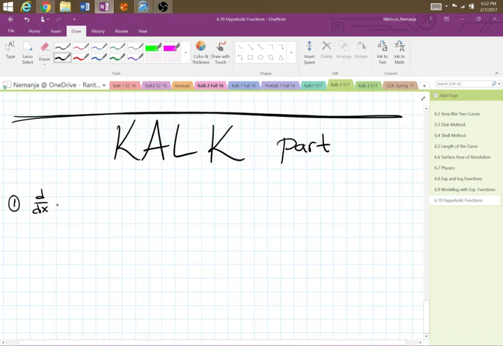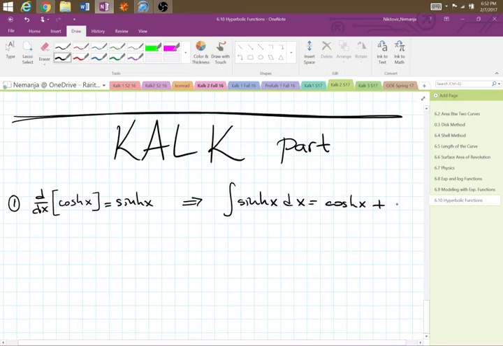So the derivative of cosine hyperbolic x is sine hyperbolic x, which means that the integral of sine hyperbolic x dx is cosine hyperbolic x plus c.